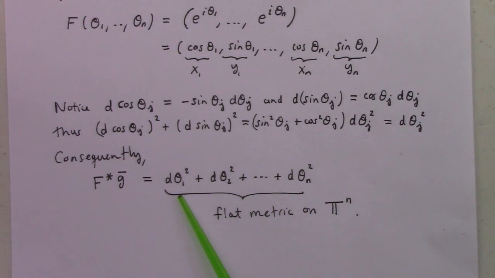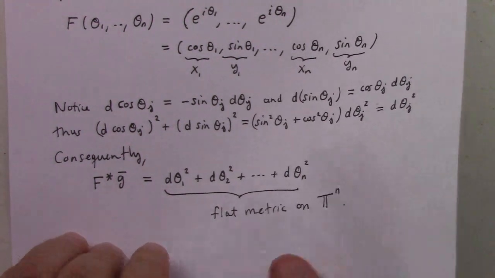And as such, the pullback metric of the Euclidean metric onto the n-torus is nothing more than the sum of the angle differentials squared. But that's a manifestly flat metric on Tn, because the components of the metric are exactly the identity matrix with respect to the angle chart in Tn. So there you go.